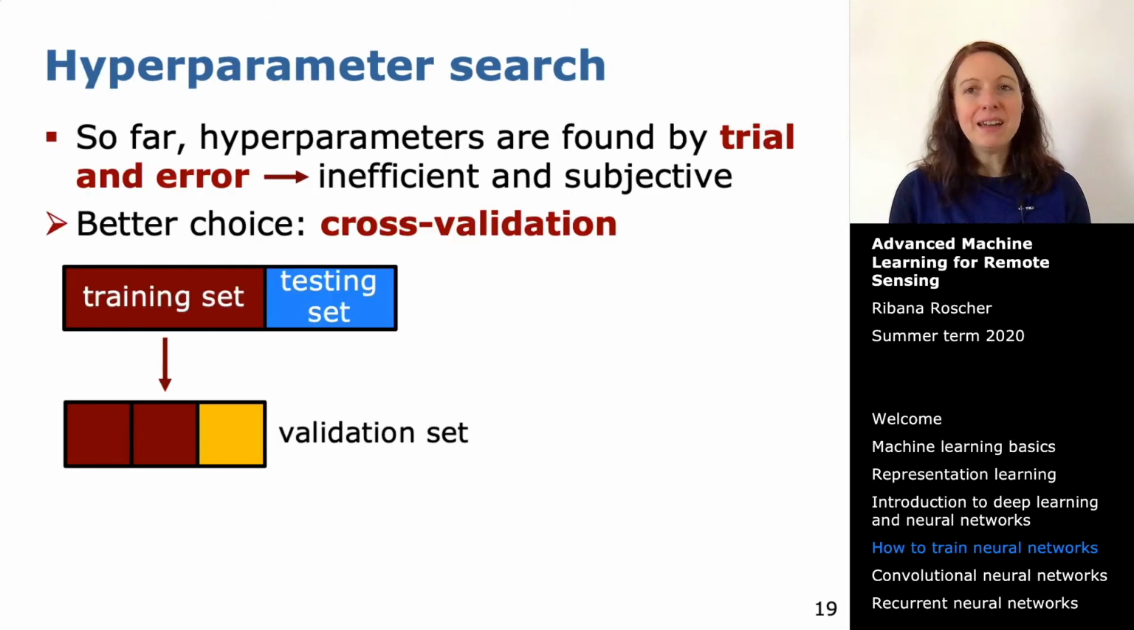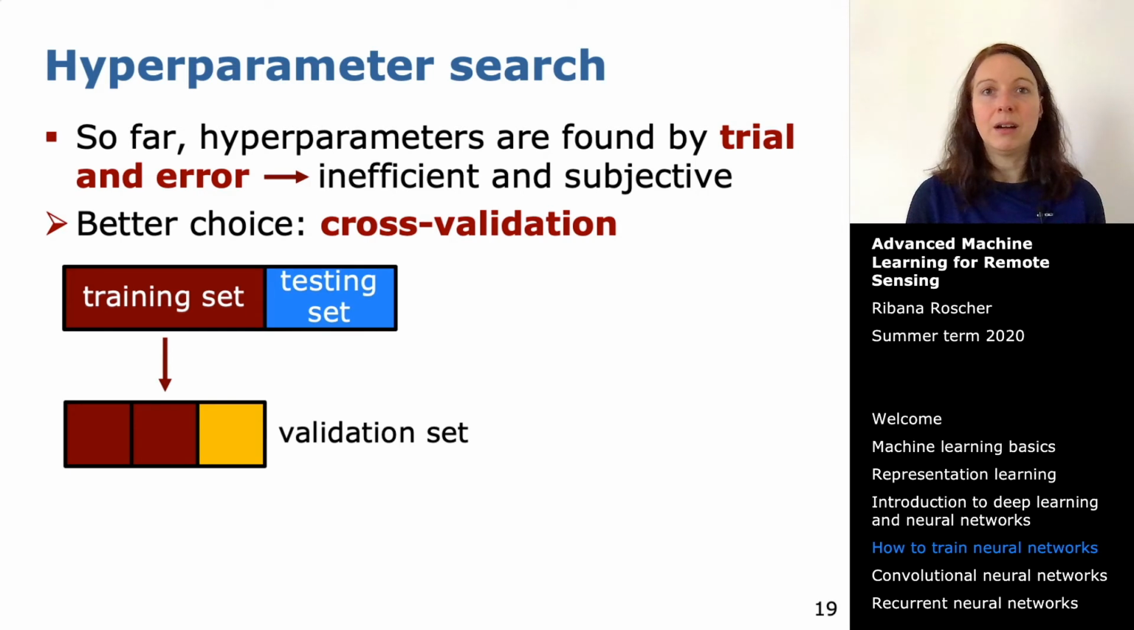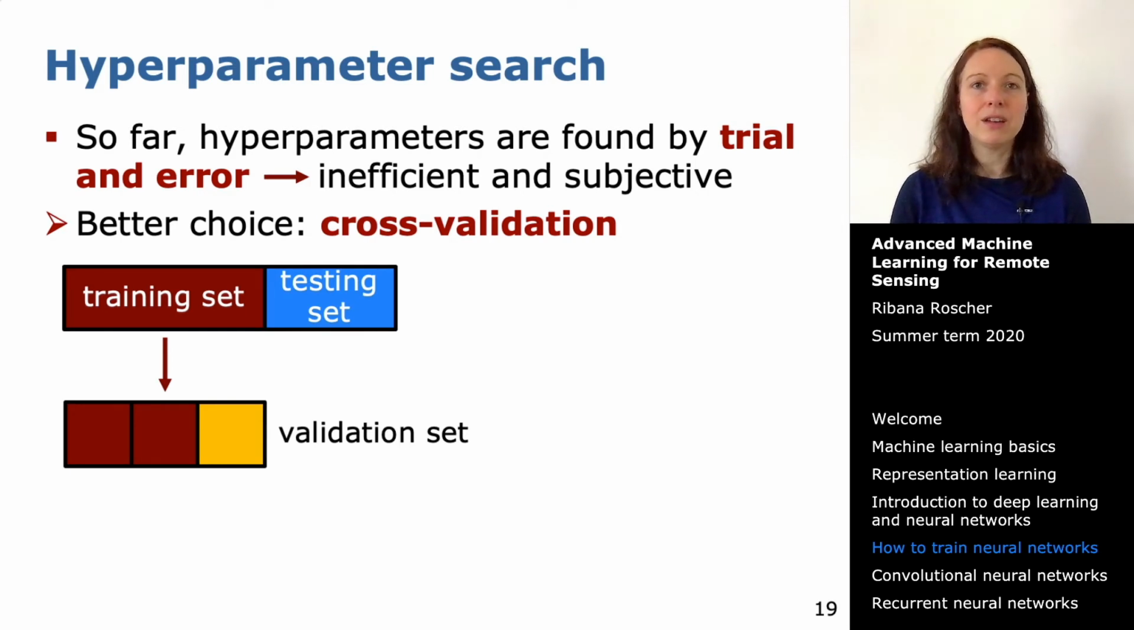And speaking of hyperparameter search, so far I told you to always choose a hyperparameter in a good, reasonable way, but because there are many hyperparameters, this can be very inefficient and also subjective. And sometimes you have no idea how you can test all these hyperparameters in combination. So there are better, more efficient ways, and the better choice is cross-validation.